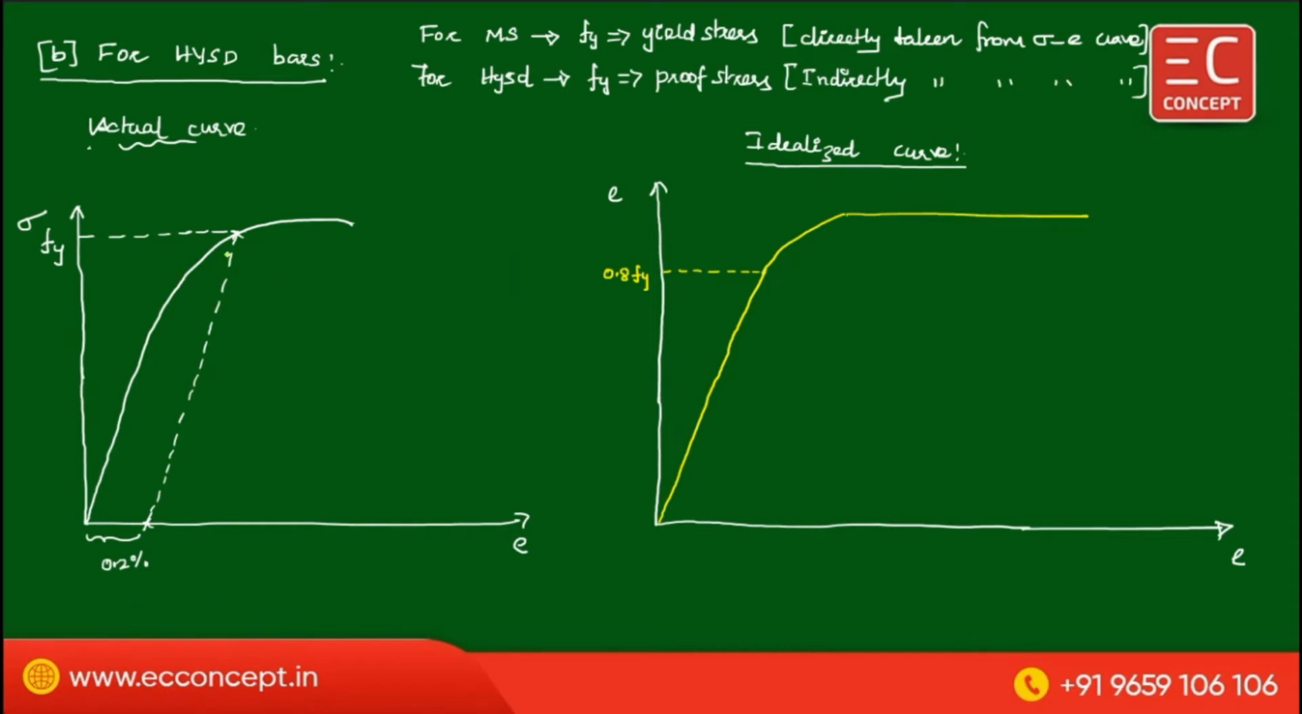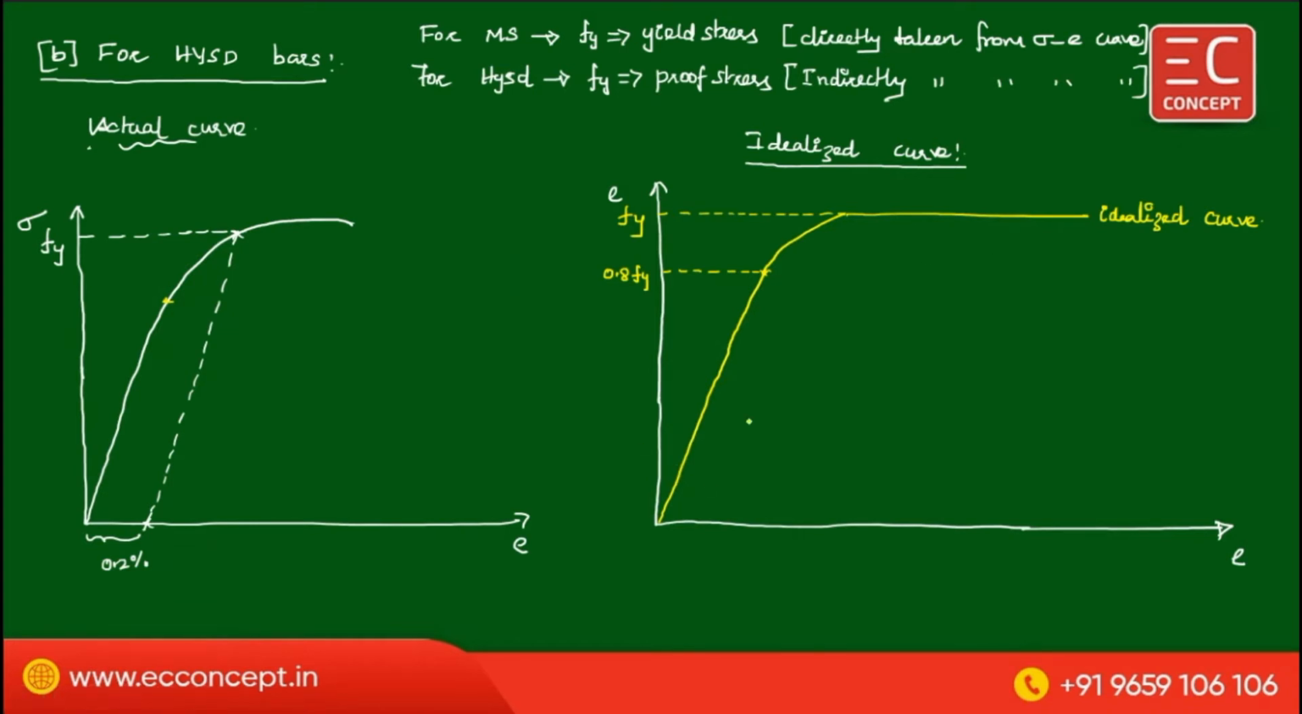So we idealized a certain portion as a straight line and the remaining portion as a curve, then again straight. Up to 0.8 Fy of stress we are idealizing as a straight line, and the remaining 0.2 is idealized as a curve, then again a straight line. And this we are taking as Fy. This is the idealized curve.